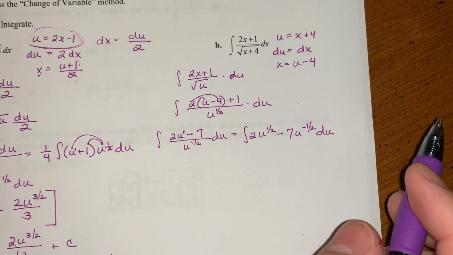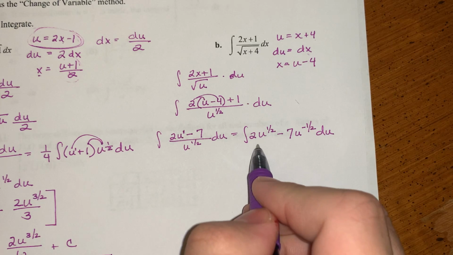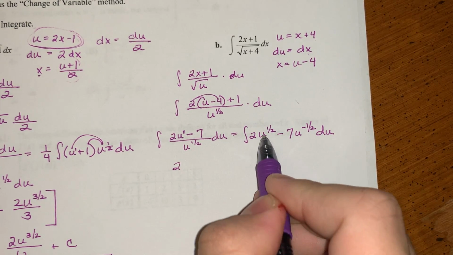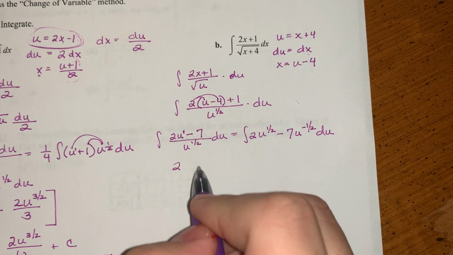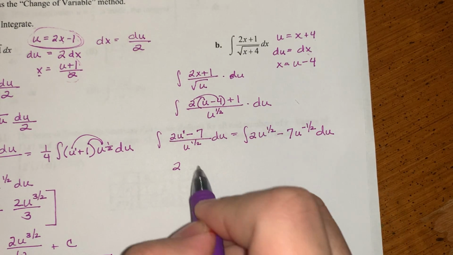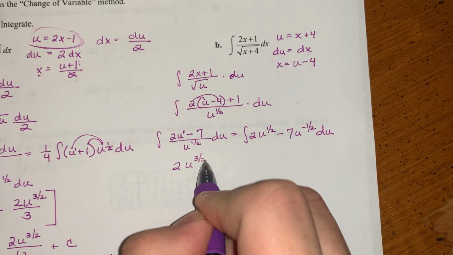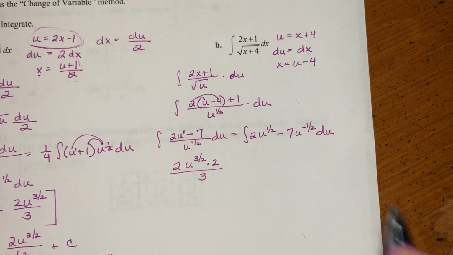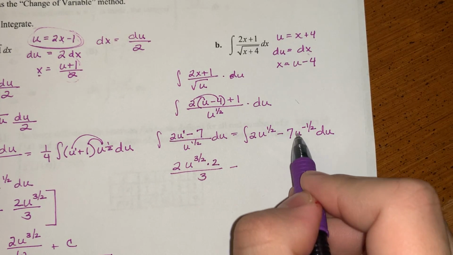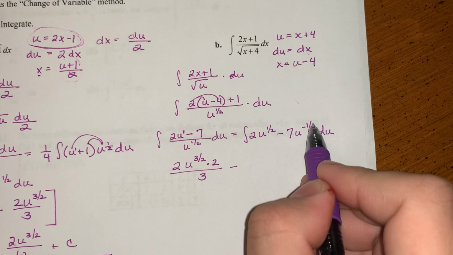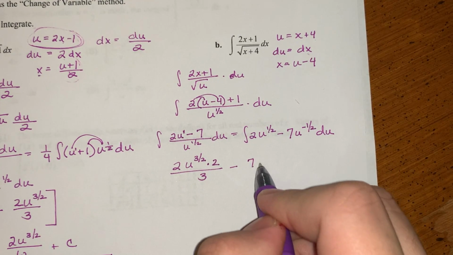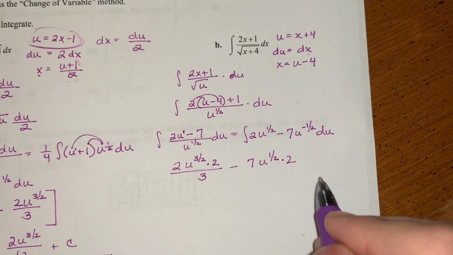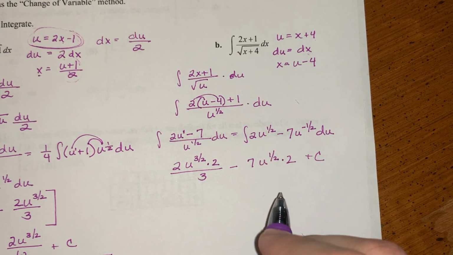And let's keep going. So then the integral of this, I'm going to keep my constant, and then u to the 1/2, add 1 to the exponent, so u to the 3/2. And then divided by 3/2 is like multiplying by 2 over 3. And then this becomes minus 7. And then negative 1/2 plus 1 is u to the positive 1/2. Divided by 1/2 is multiplying by 2. And then plus c. All right.